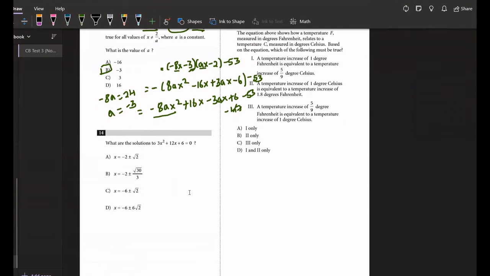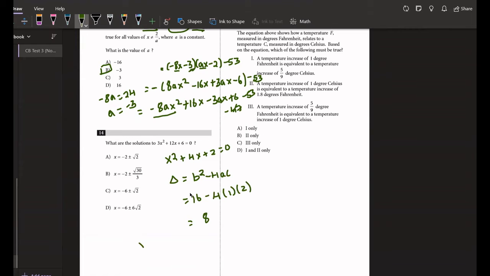What are the solutions to this equation? So you can take 3 as common. The equation becomes x squared plus 4x plus 2 equals 0. We'll use the delta method. To find delta, we use this equation, b squared minus 4ac: 16 minus 4 times 1 times 2, 16 minus 8 is 8. Therefore, delta is 8.